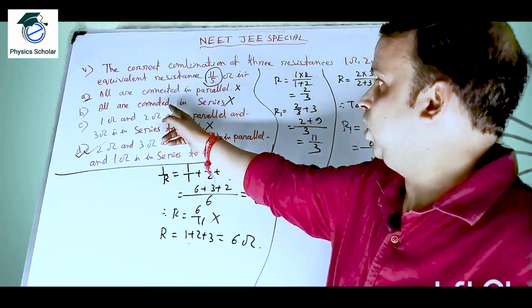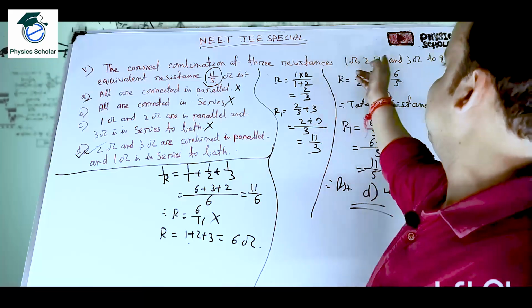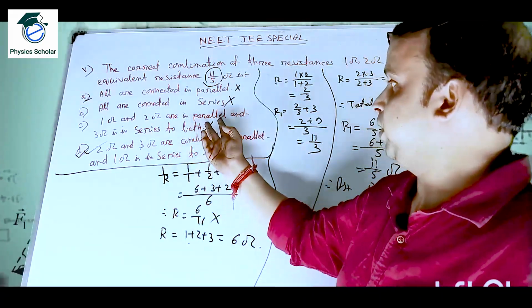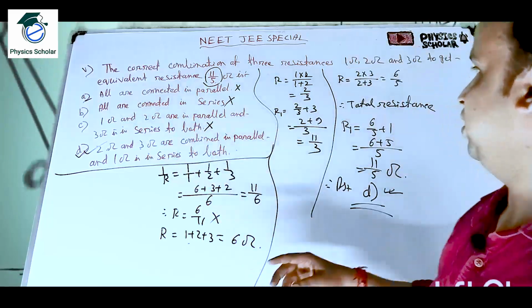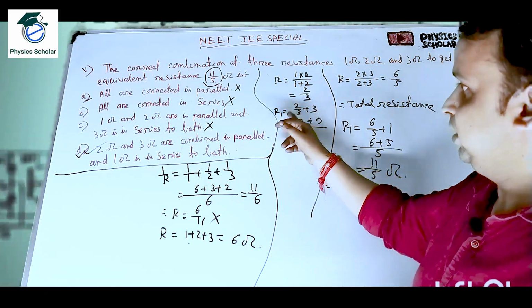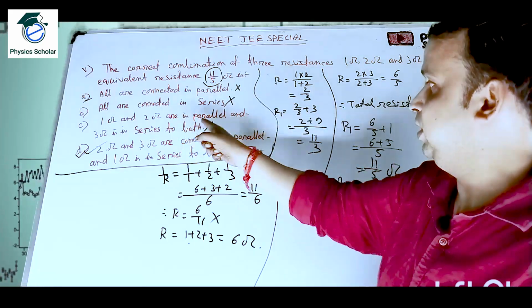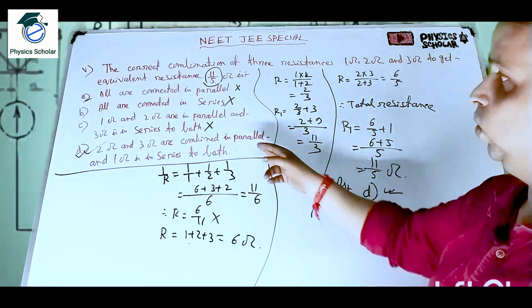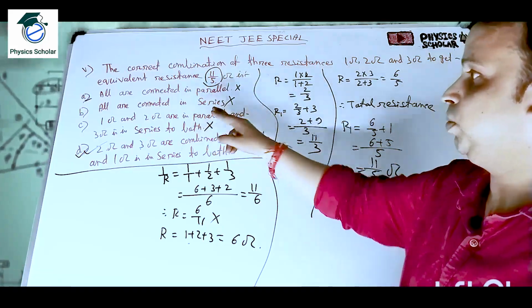Clear? Now if all are connected in series, that means sum up all the 3 resistances. So 1 plus 2 plus 3 is 6, which is not correct. Now option third, 1 and 2 are parallel. So equivalent resistance is 1 into 2 by 1 plus 2, that means 2 by 3. And the 3 is in series with them. So 2 by 3 plus 3 means 11 by 3, but it is given 11 by 5. So option 3 is not correct.